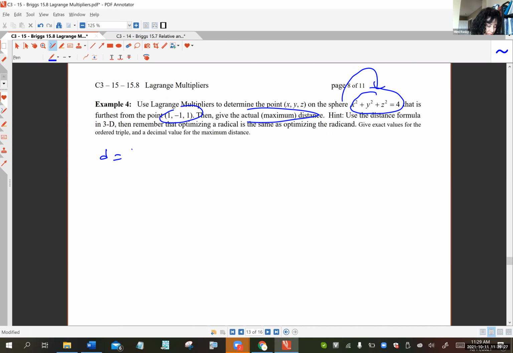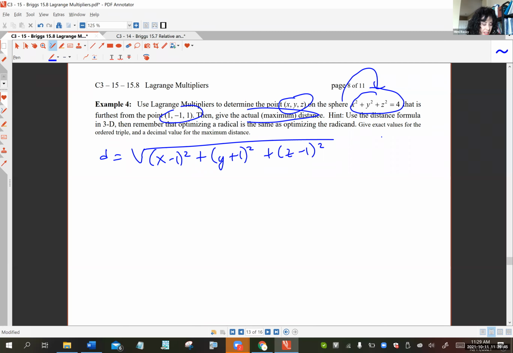So here we go. Distance formula between some arbitrary point (x, y, z), which are the unknowns. We've got to get the coordinates of that unknown point. And we want to maximize the distance from that point to this given point. Oh my goodness. So folks, this is the function that you would have to do calculus on. This is the big f(x, y, z).